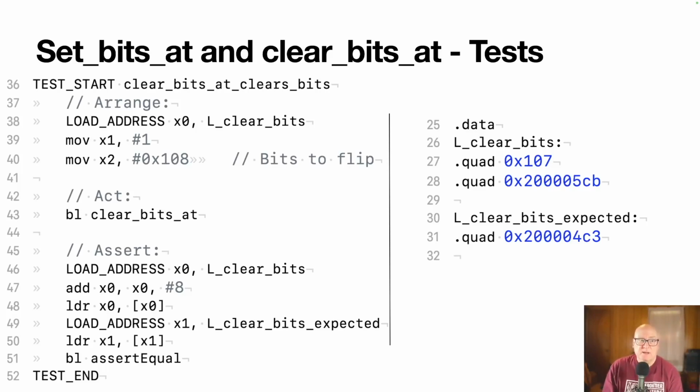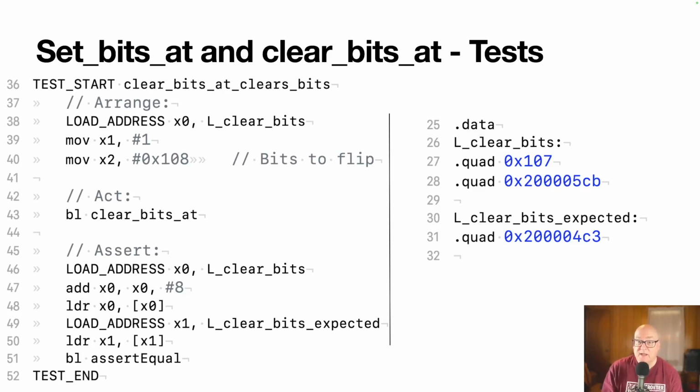First step, the X0 register is going to point to clear bits. X1 is then the offset to the second word. It's 0-based, so the offset is 1. And then 108 is the bits to flip, which I think is bits 16 and 3. Okay, so that's the setup. Then we call clear bits at, and then we assert that the value in line 28 is now the same as the value in line 31. So we have to get X0 holding that first value.